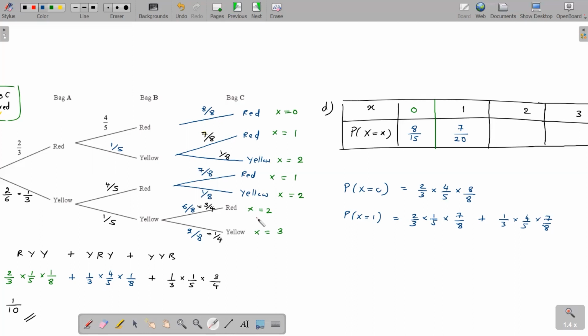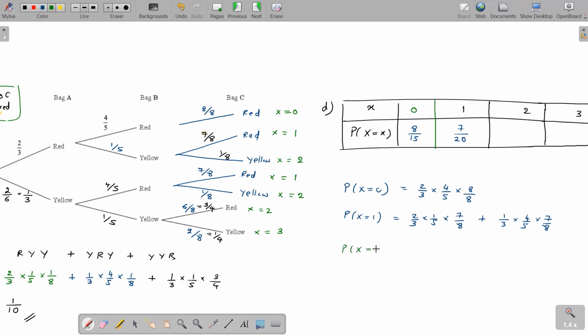You know what I'll do? I'll go for x equal 3. It's very easy to find x equal 3 because it's just one branch, isn't it? And then I can find x equals 2 by subtracting these probabilities, because in a probability distribution, total probability must add up to 1. Okay? So let's get the probability x equals 3.